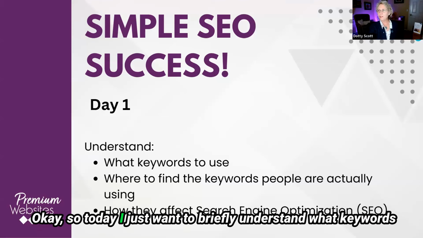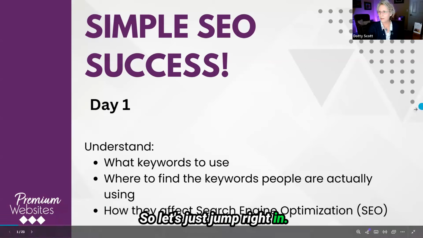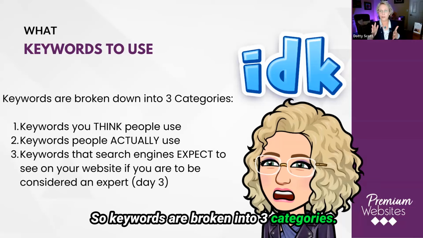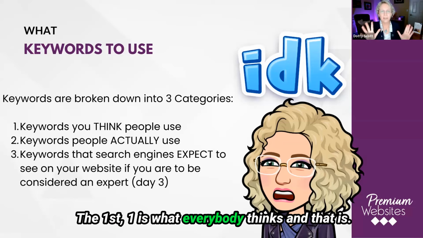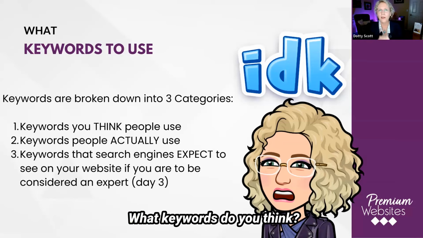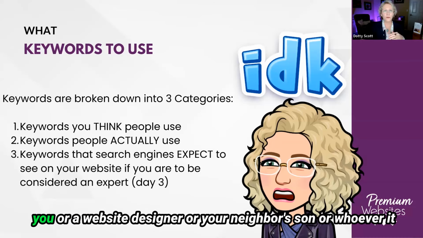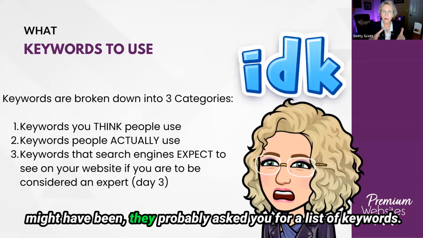Okay, so today I just want to briefly understand what keywords are, where to find them, and I'm going to show you some tools. So let's just jump right in. So keywords are broken into 3 categories. The first one is what everybody thinks, and that is what you think about your business. What keywords do you think? So when somebody created your website, whether that was you or a website designer or your neighbor's son or whoever it might have been, they probably asked you for a list of keywords.